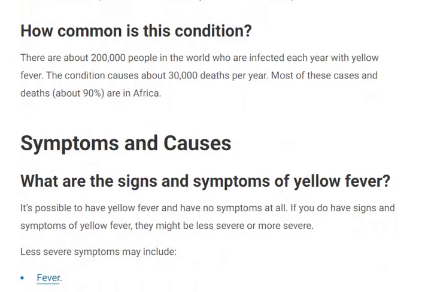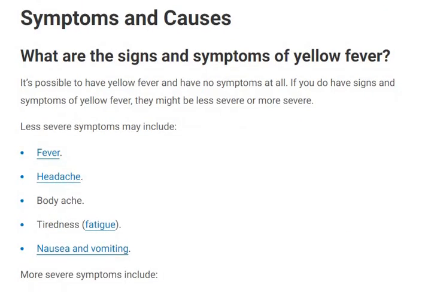Now, there are some symptoms and causes of yellow fever. It is possible to have yellow fever and have no symptoms at all. If you do have signs and symptoms of yellow fever, they might be less severe or more severe. Less severe symptoms may include fever, headache, body itches, tiredness, nausea, and vomiting. These are some less severe symptoms of yellow fever.